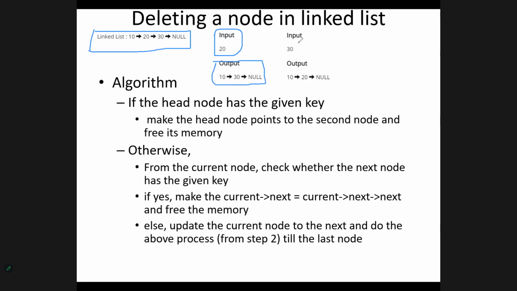If you delete 30, then 10, 20. The output should be 10, 20. So with this, you can easily understand what deleting a node in the linked list is. This is the given linked list. Now I want to delete 20. So this is the resultant linked list. Once you delete 20, the middle item, the remaining items are 10 and 30. Once you delete 30, the remaining items are 10, 20. So this is the input, this is the output. Very easy.